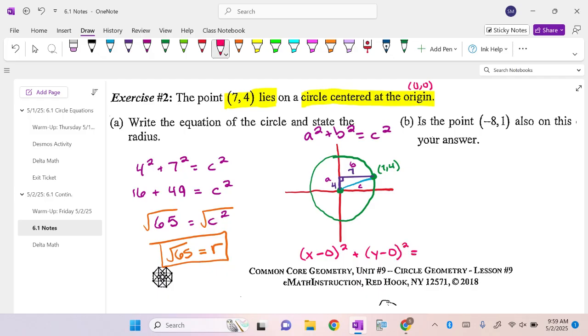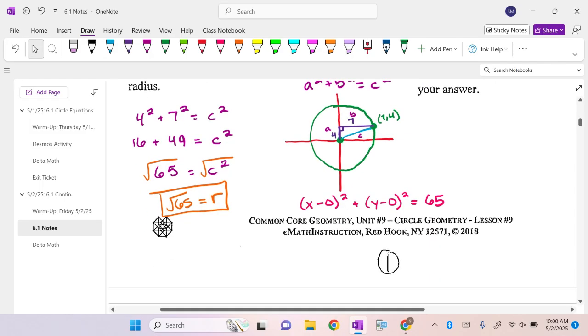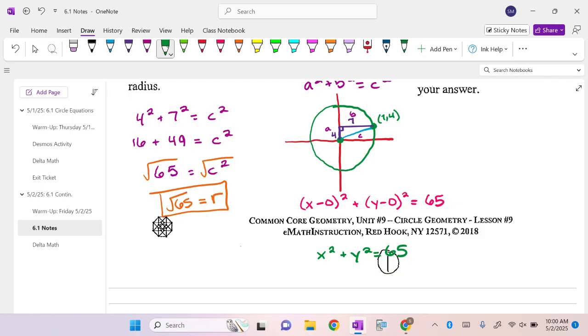And just like Gavin said, if you took the square of the square root of 65, you would just get a singular 65. And guys, another way you can think about it is if you look right here, it says that c squared is equal to 65. In other words, r squared is equal to 65. All right. And then if we simplify that down to get rid of the zeros, we get x squared plus y squared is equal to 65. So that's our equation of the circle.